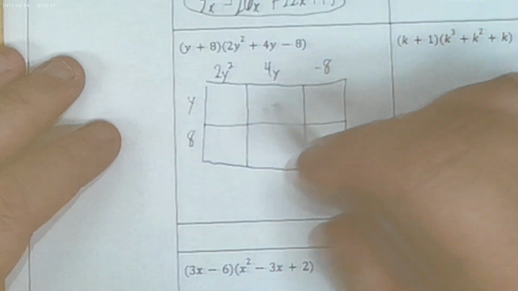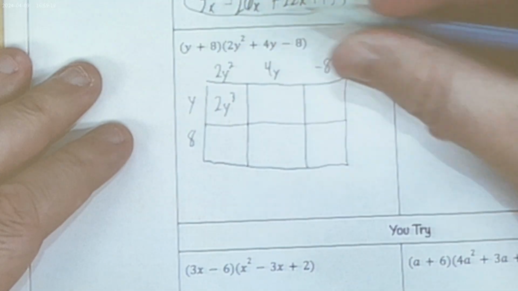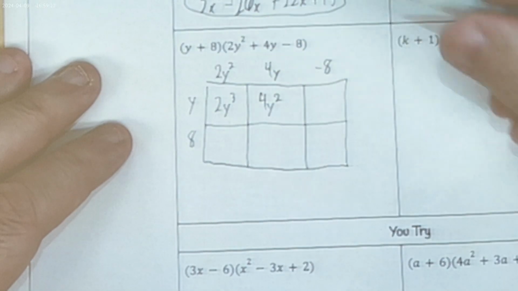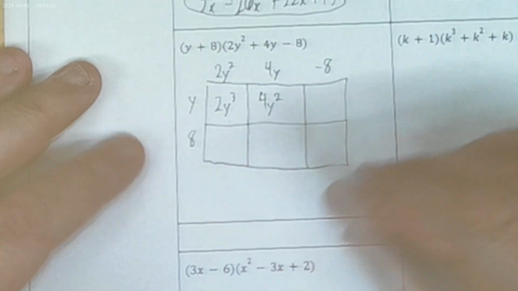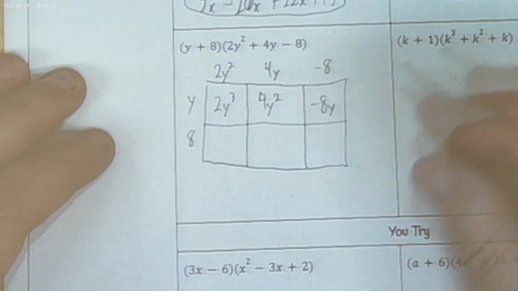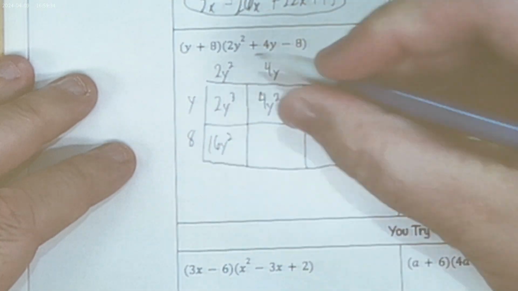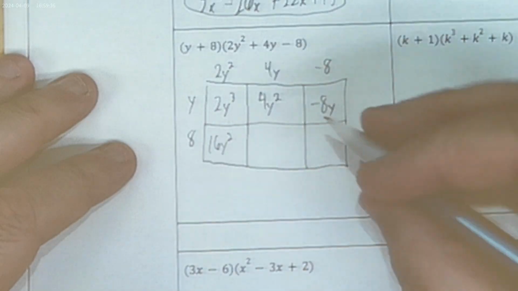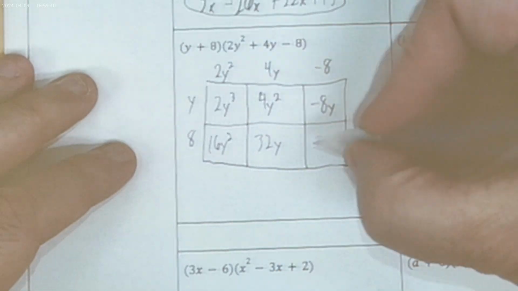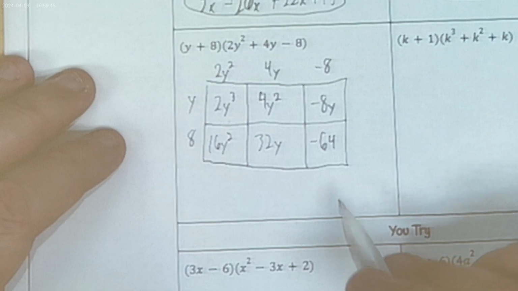All right. So y times 2y squared is 2y to the third. Y times 4y is 4y squared. Y times negative 8 is negative 8y. Next, we have 8 times 2y squared, which is 16y squared. 8 times 4y, which is 32y. And then finally 8 times negative 8, which is minus 64. All right, let's start combining terms.